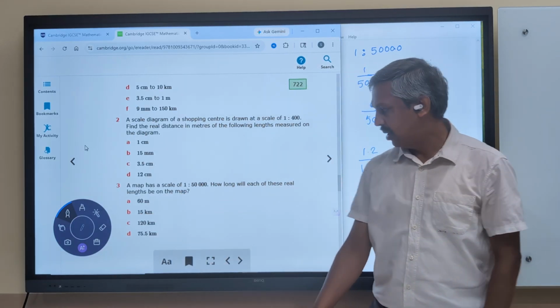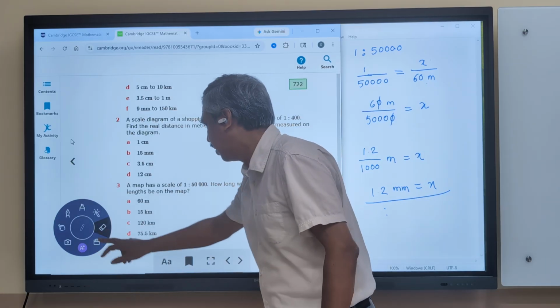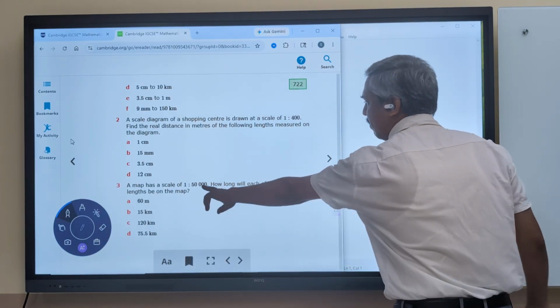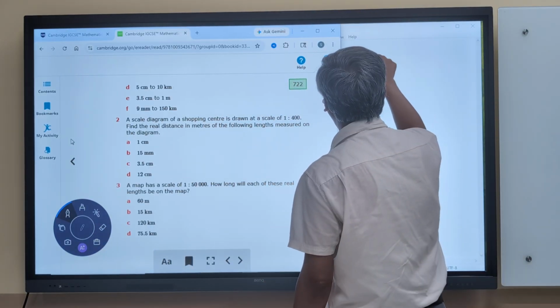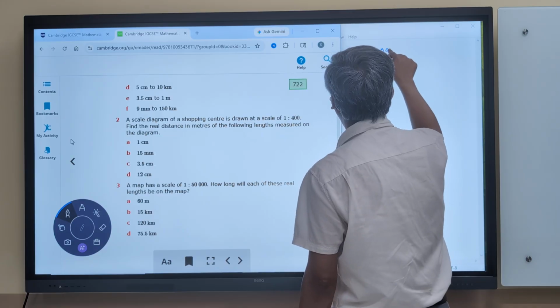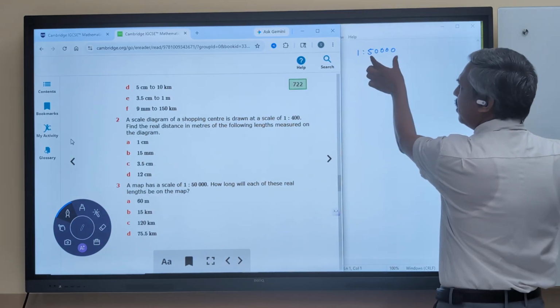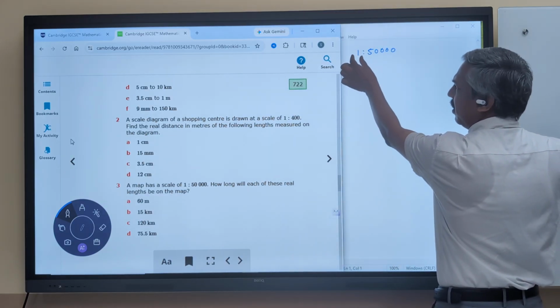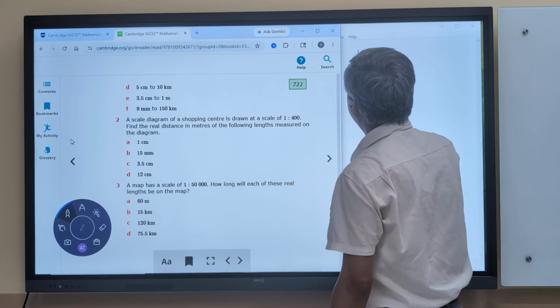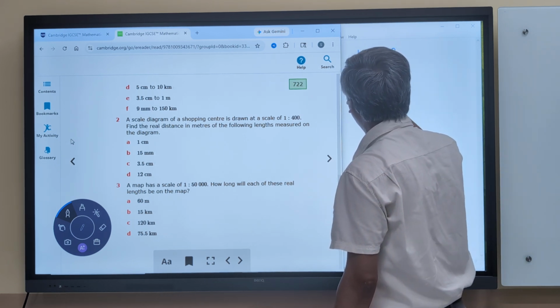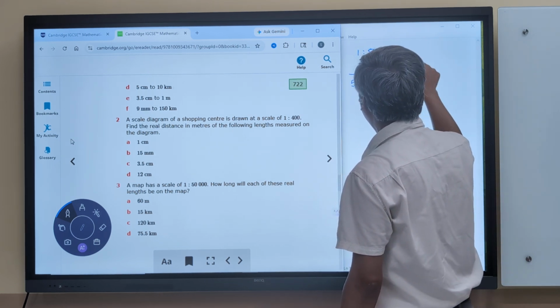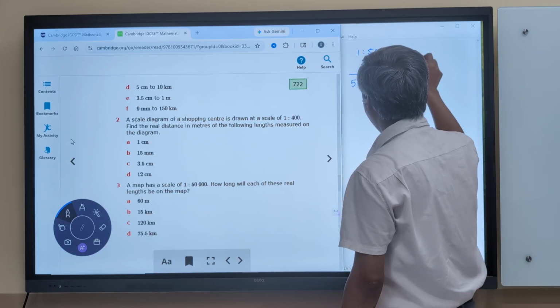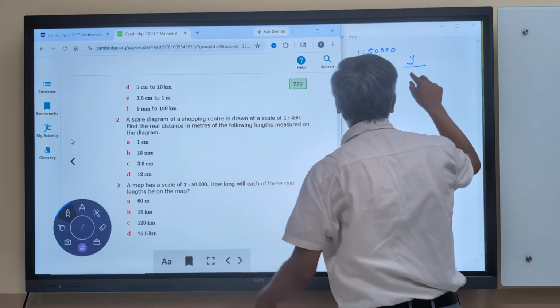Now 15 kilometer. Let's say 15 kilometer. So if the map scale is 1 is to 50,000, this is the real distance. This is the distance on the map. And we'll take this as a ratio: 1 upon 50,000 is equal to the distance y on the map divided by real distance of 15 kilometer.